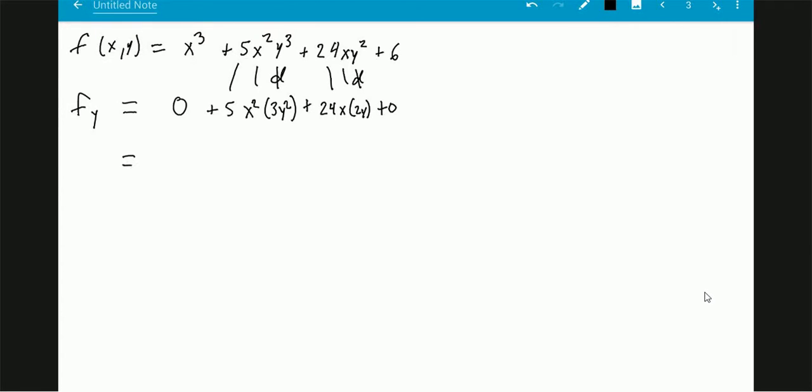Let's go ahead and clean that up. So 5 times 3 is 15. That'll be x squared y squared. 24 times 2 is 48 xy. So you can actually get away from having to do the product rule by using this little line method that I use.